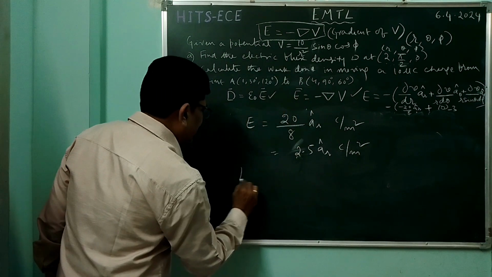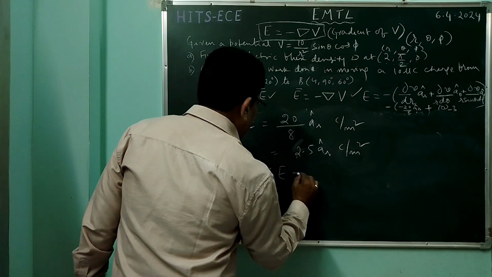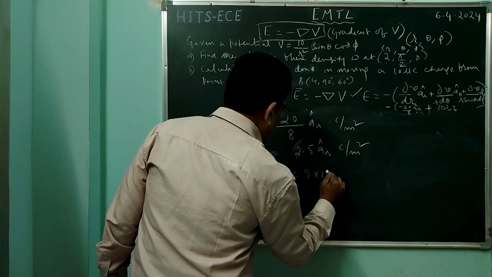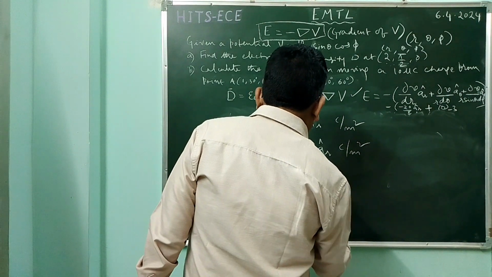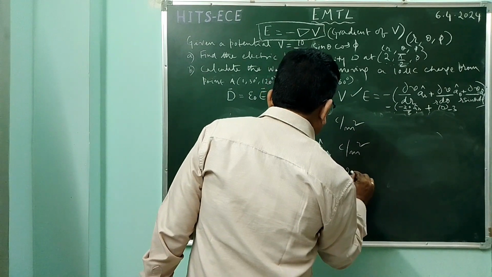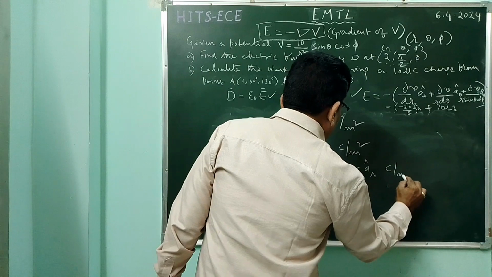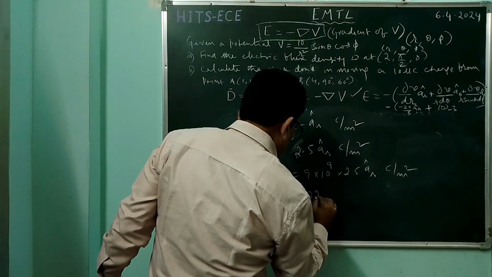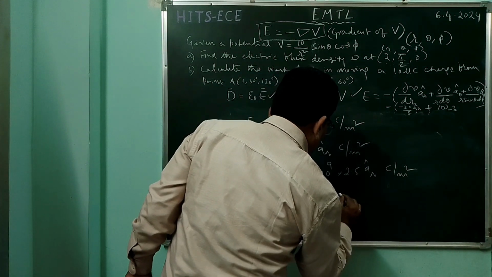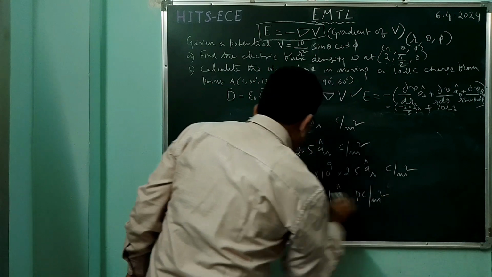But what is D? D is equal to epsilon naught E, which is equal to 9 into 10 to the power of minus 9 into E, which is 2.5 a_r cap coulombs per meter square, which is equal to 22.1 a_r cap picocoulombs per meter square. That is the value of D.